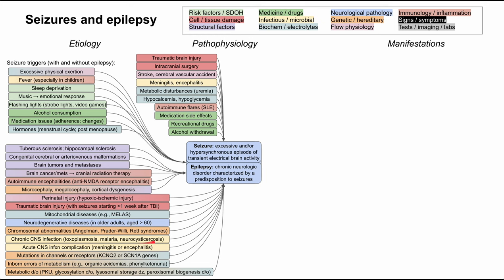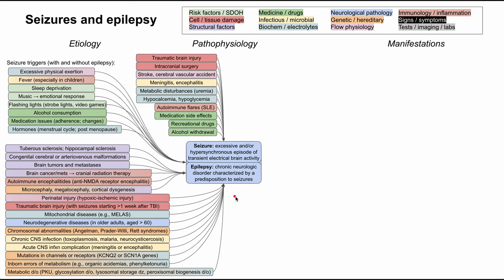You can have all kinds of hereditary or genetic disorders. Some of them are listed here. You can have mutations in proteins like ion channels or neurotransmitter receptors, specifically the KCNQ2 and the SCN1A genes have been shown to cause epilepsy. Some inborn errors of metabolism, like organic acidemias and fetal ketonuria, can predispose to epilepsy. And lastly, there are some metabolic disorders like PKU, glycosylation disorders, lysosomal storage diseases, and peroxisomal biogenesis disorders. All of those can also predispose you to epilepsy.